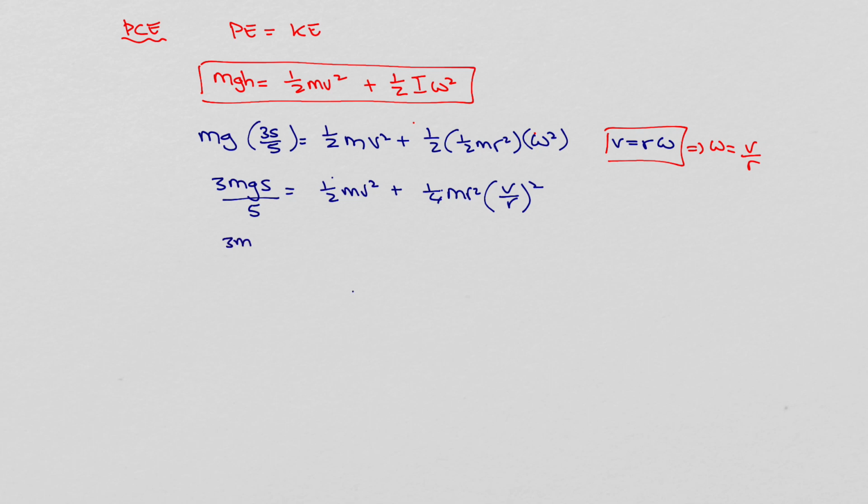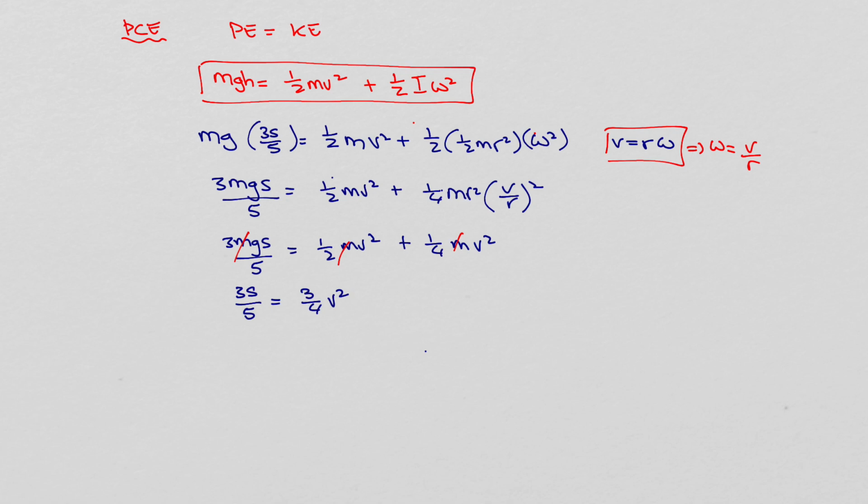So that gives me 3mgs all over 5 is equal to a half mv squared plus a quarter m. And then we have r squared over r squared, which is going to cancel, so it'll be times mv squared. Now, of course, we have m and m. If I multiply across and simplify, we have 3s over 5 is equal to a half v squared plus a quarter v squared, and that's 3/4 v squared.